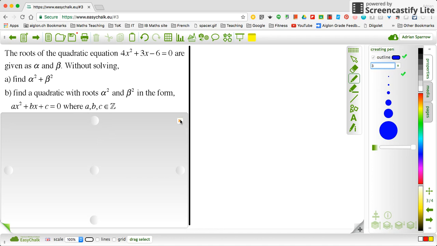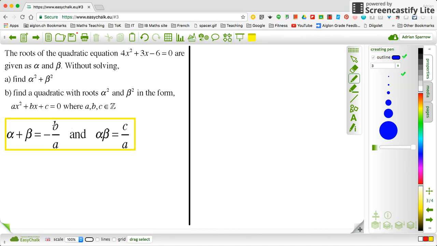Now, the trick to this is to know about the roots of a quadratic. Because of these particular properties, I can straight away write alpha plus beta down as minus b over a. So it's minus 3 over 4. And I can also write alpha beta down as minus 6 over 4. And minus 6 over 4 is minus 3 divided by 2.